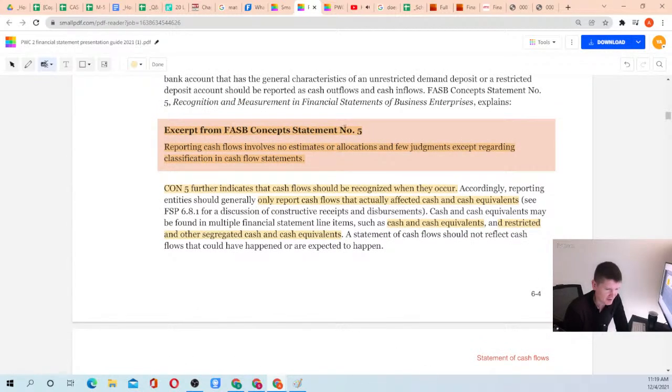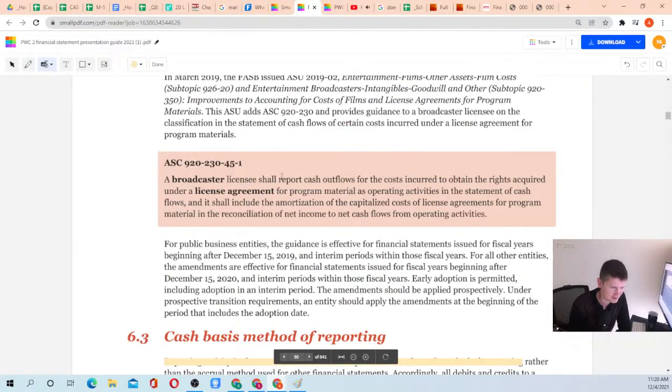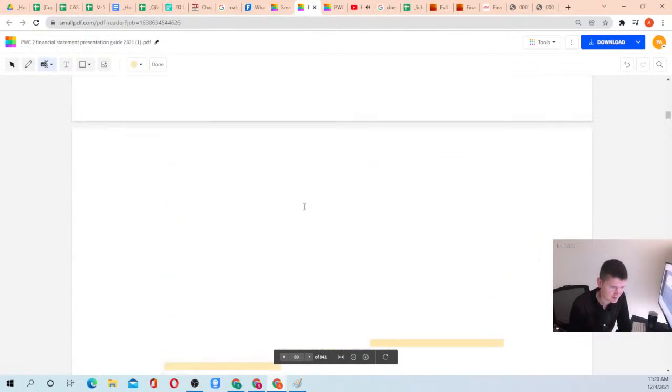FASB Concept Statement 5 is one of the sources for the guidance for cash flows. It preceded the Accounting Standards Codification. So the Accounting Standards Codification is a more recent guidance for cash flows, but they still listed it in the guidance section. Let's see here.